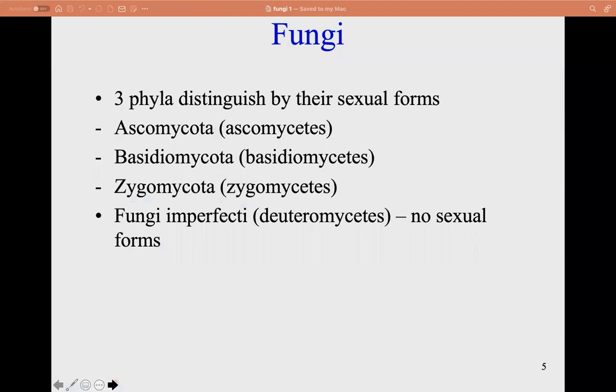So the three phyla distinguished by their sexual forms are Ascomycota, the Ascomycetes, Basidiomycota, and Zygomycota. So the sexual spores now are ascospores for Ascomycota, basidiospores for Basidiomycota, and zygospores for Zygomycota.